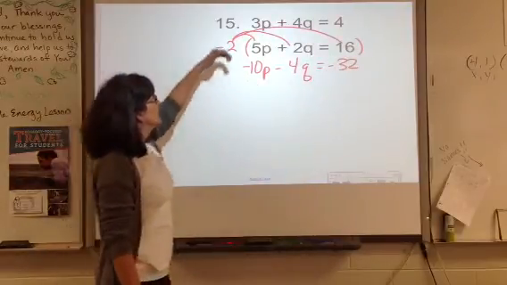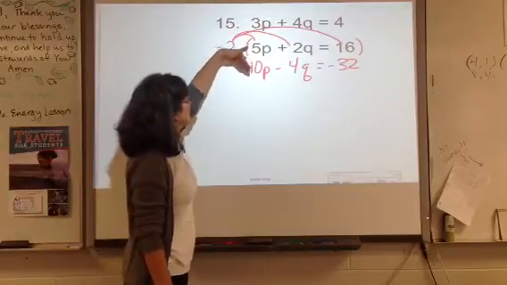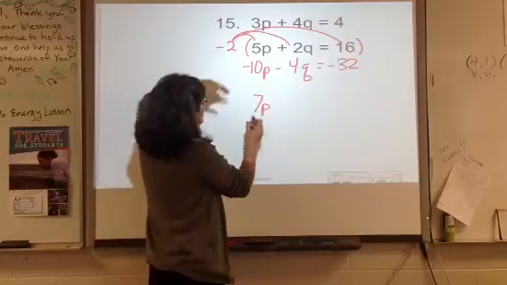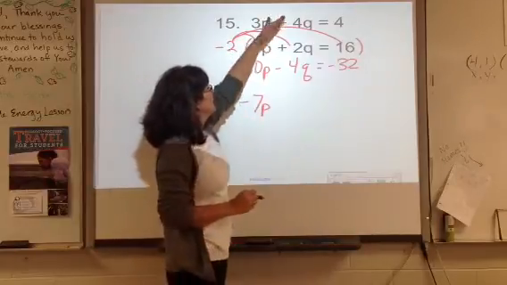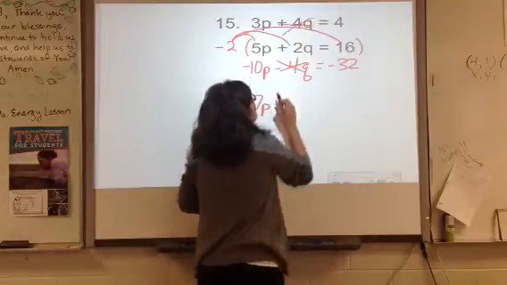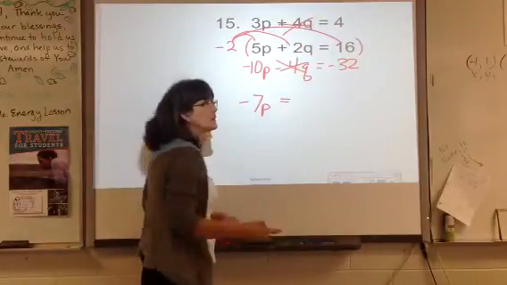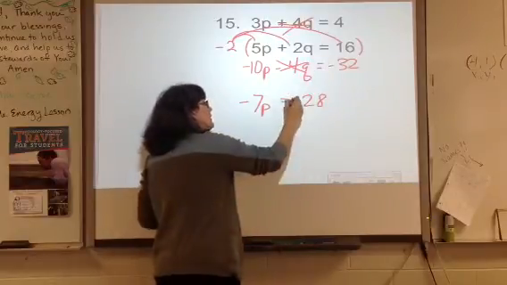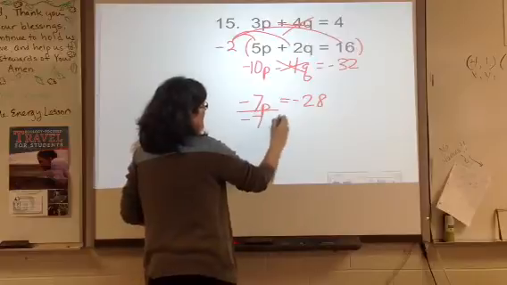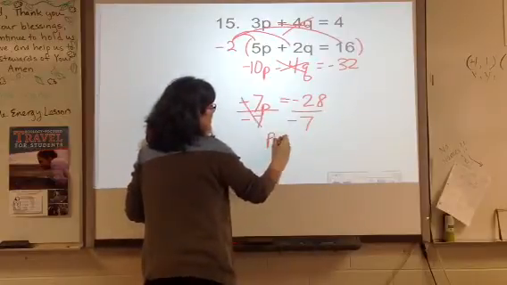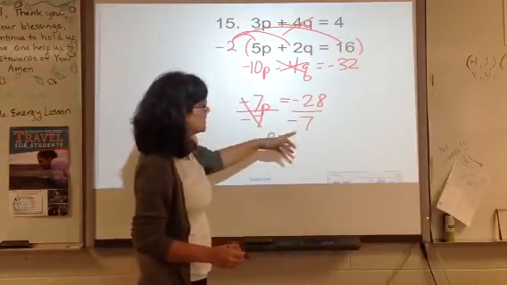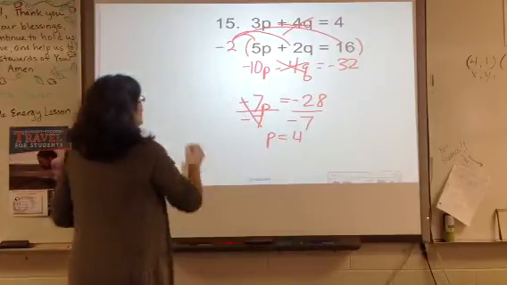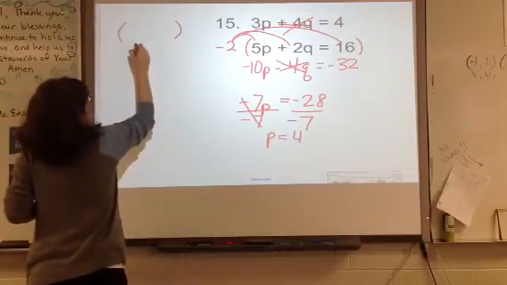Same signs add, different signs subtract. 10 minus 3 is 7. Different signs, keep the sign of the larger, negative. These guys cancel out. And 4 and negative 32, different signs subtract. Keep the sign of the larger, negative. Let's get that p alone. P equals positive 4. So p is 4. And p comes before q.